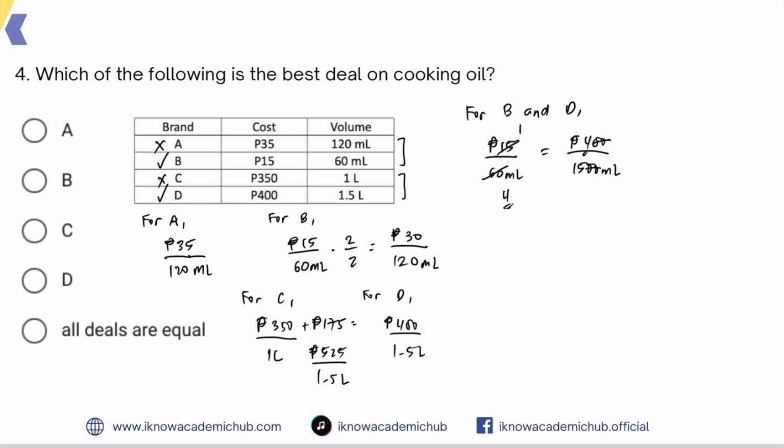We have to cross multiply: 4 times 4, that's 16, and 15 times 1, that's 15. So since this is only 15, this is much cheaper compared to D. Okay, so the correct answer is B. B is the cheapest.